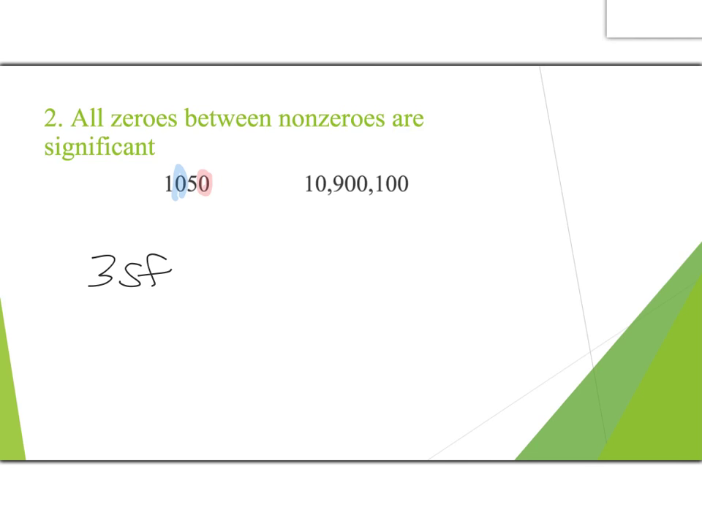Okay. Now in this second problem, this 0 is surrounded by non-zeros. It's significant. Both of these zeros are surrounded by non-zero numbers, and so they are significant. These are not, and so they are not significant. So we have 1, 2, 3, 4, 5, 6 significant figures.